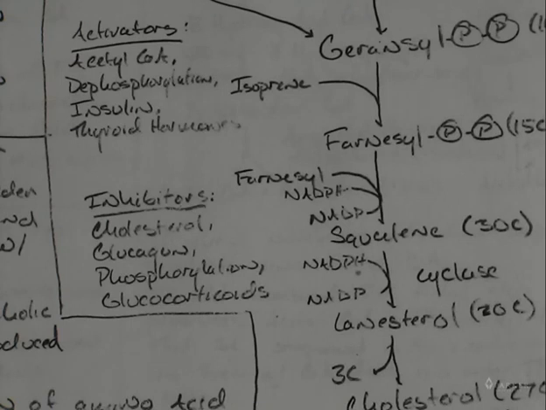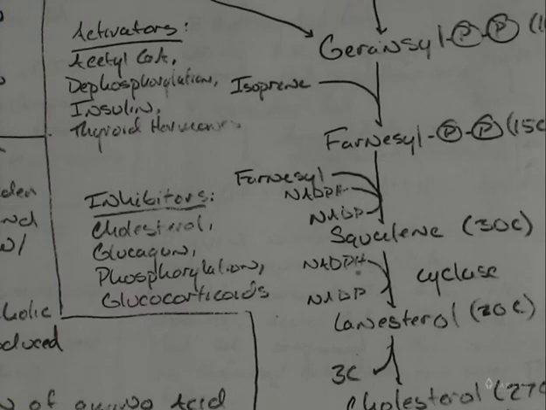So, what hormone controls it, and what is the mechanism of action of that hormone? Cholesterol is an anabolic process. What hormone controls anabolic processes? What hormone says we have excess? Let's build. Insulin. Insulin's mechanism of action is? Dephosphorylation. So two of the activators are insulin and dephosphorylation. Bam. You know those two right now.